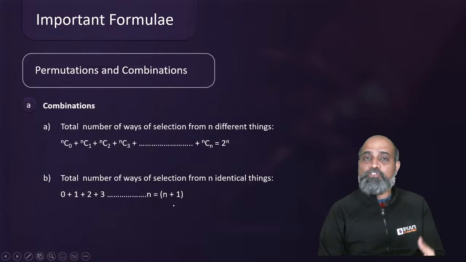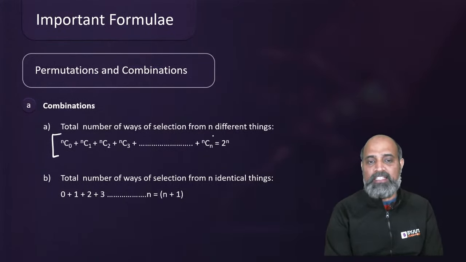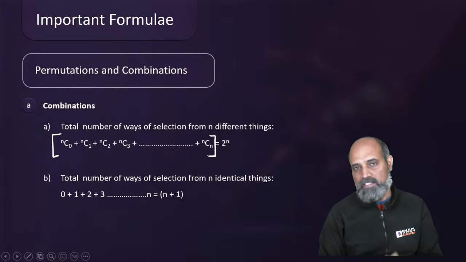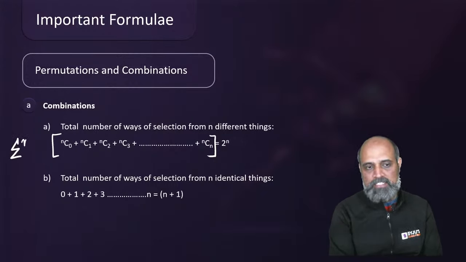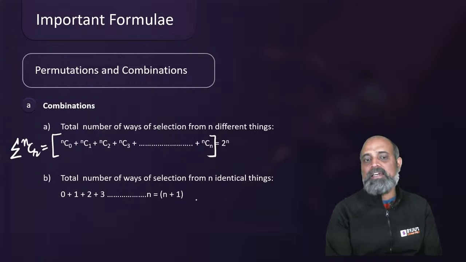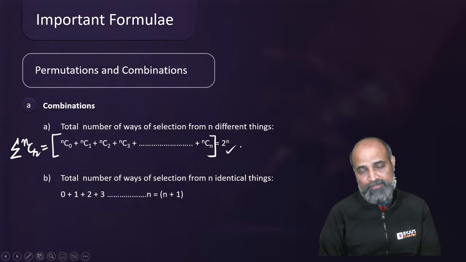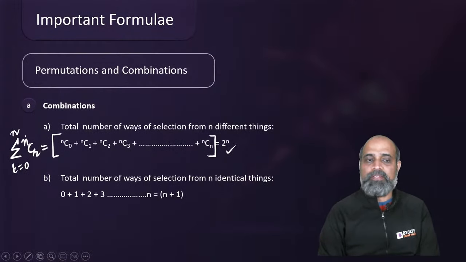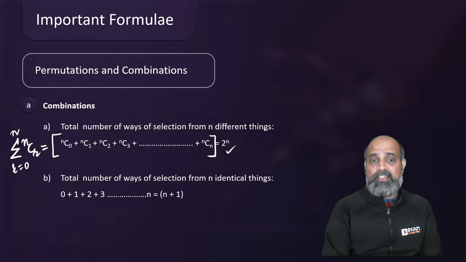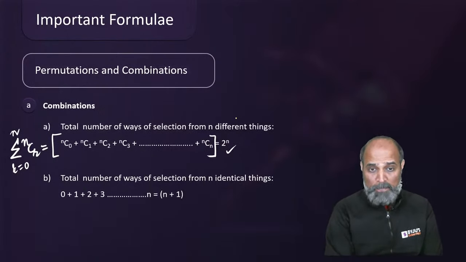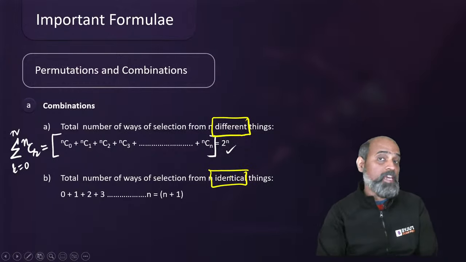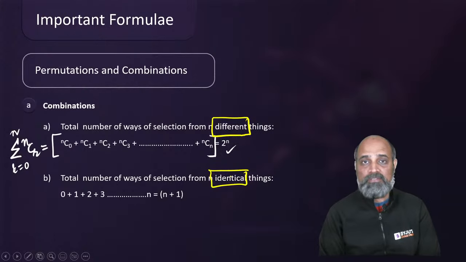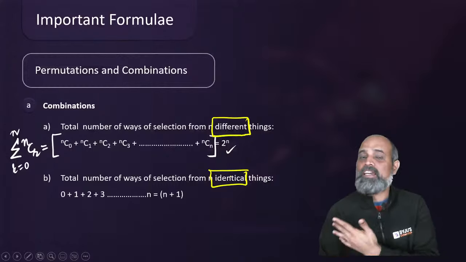Now, in the case of combination, if you take the summation of all the NCRs, in short we write it like this, the summation of all the NCRs is given as 2 to the power n. Here R is going to be from 0 to n. This is when the objects are different, but if they are identical, you don't have NCR allowed in combination. It will not make any sense. So you simply write 1, 2, 3 and so on.